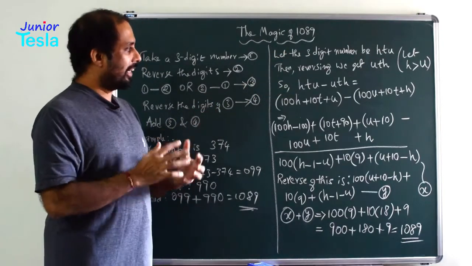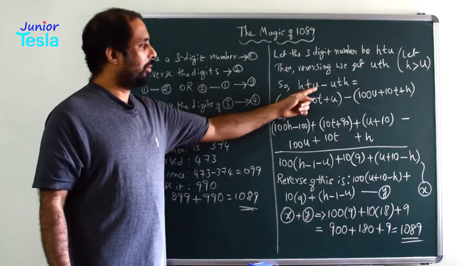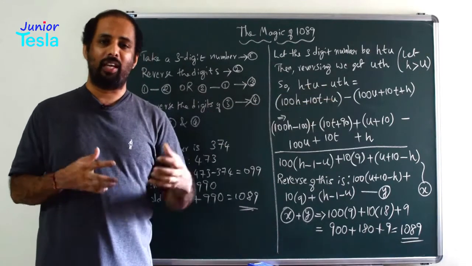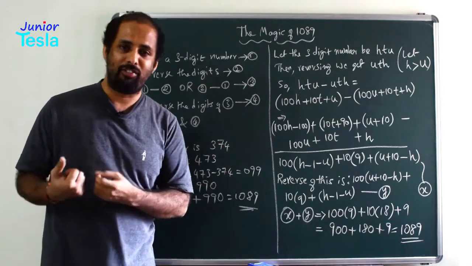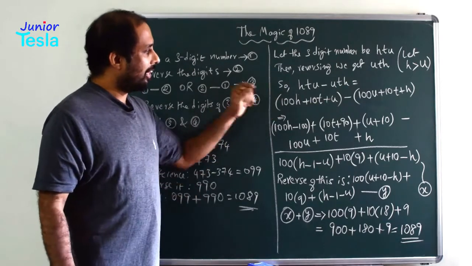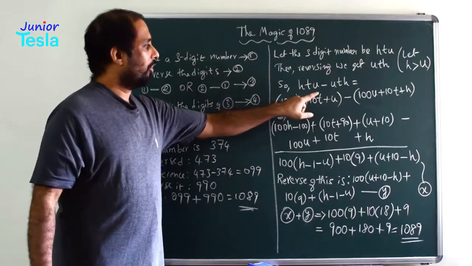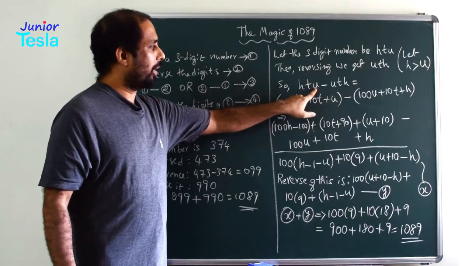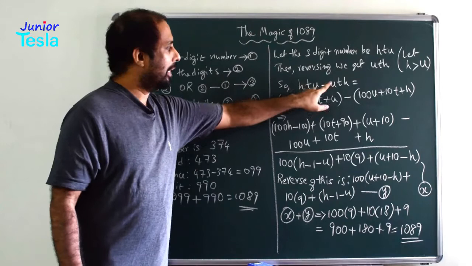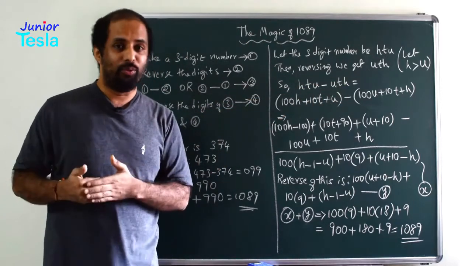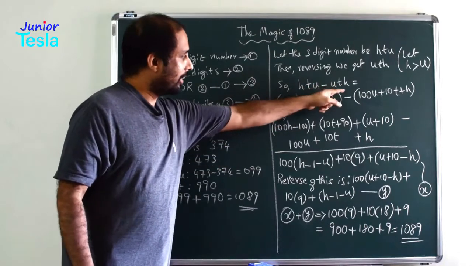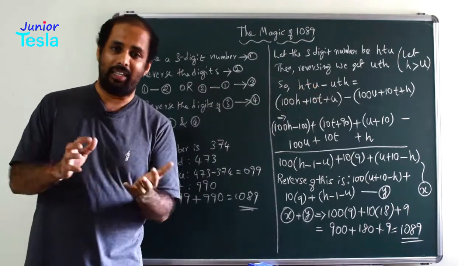Now if H is greater than U, then definitely HTU will be greater than UTH. So we can take the difference, subtracting UTH from HTU. But when you are finding the difference, you are subtracting H from U, so U minus H. But since you have assumed that H is greater than U, when you are subtracting H from U, you have to take a carry, correct?